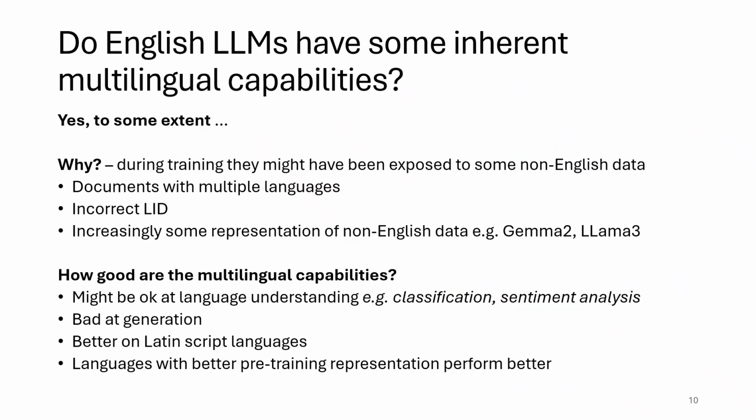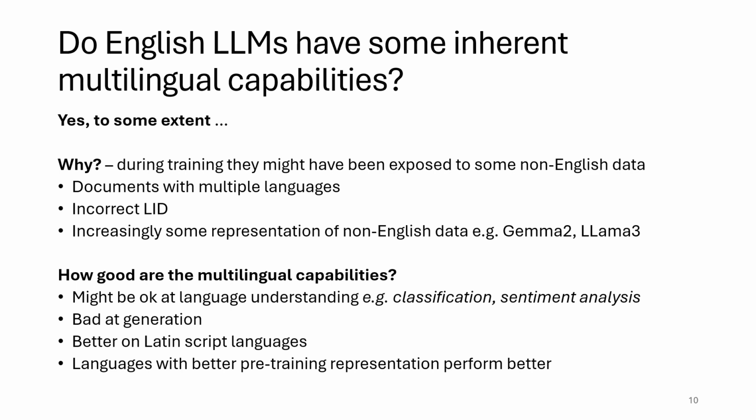Having said that, the question to ask is, do these English LLMs still have some inherent multilingual capabilities? And the answer to that is yes, there is. So why is that so? One, of course, these models are trained on a lot of English data. They learn a lot of world knowledge, which is kind of language agnostic. So the models do learn a lot of knowledge.